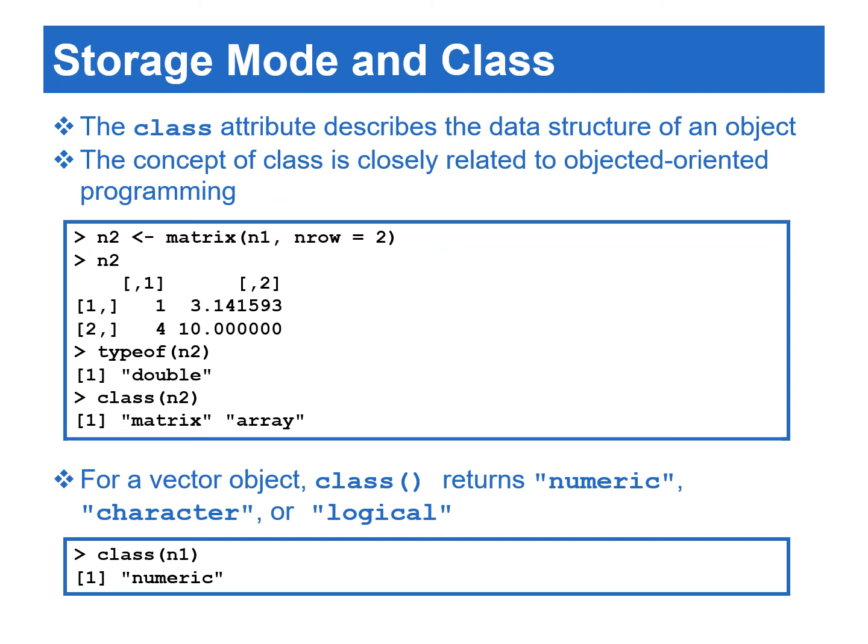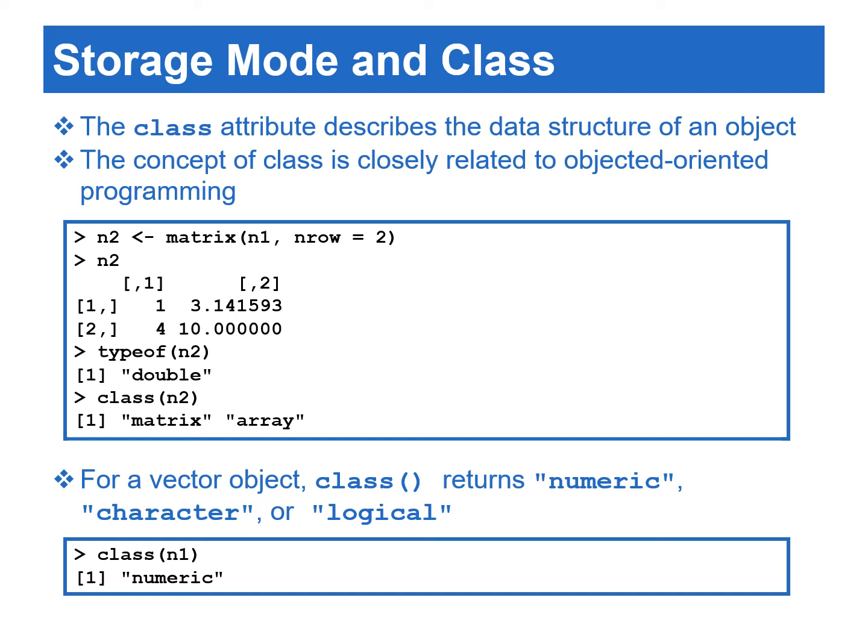The class attribute describes the data structure of an object. For example, we create a matrix n2 by using the n1 vector via the matrix function. The nrow argument specifies that the number of rows for the requested matrix is 2. The storage mode for n2 is the same as n1, which is double. When we use the class function for n2, it returns the values matrix and array. That means n2 belongs to two classes, because a matrix is an array, but with only two dimensions.